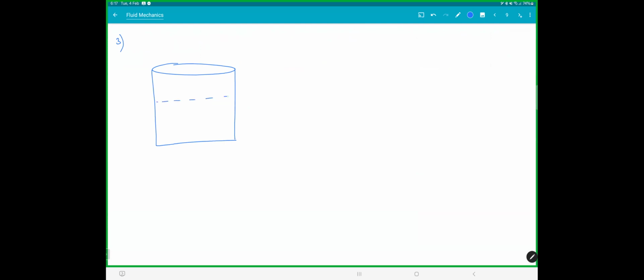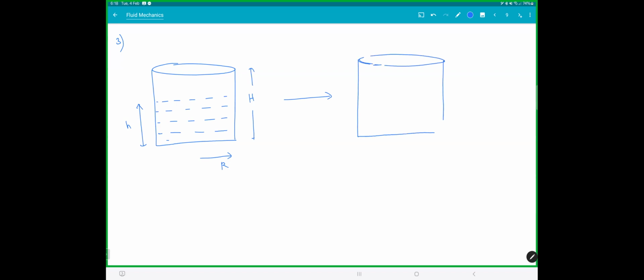So we have a container filled with liquid. This is small h. Capital H is the total height of the container. This is the radius. Now what you did, you started spinning this liquid with omega. This is how the liquid surface started becoming. So you get a curve like this. You must have seen this, right?